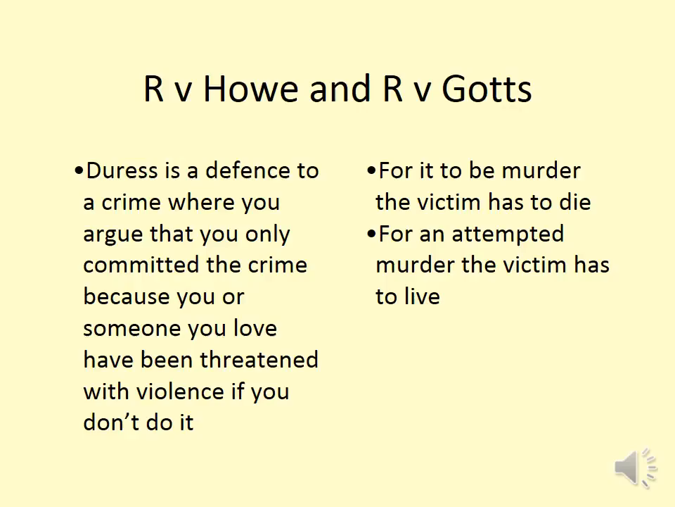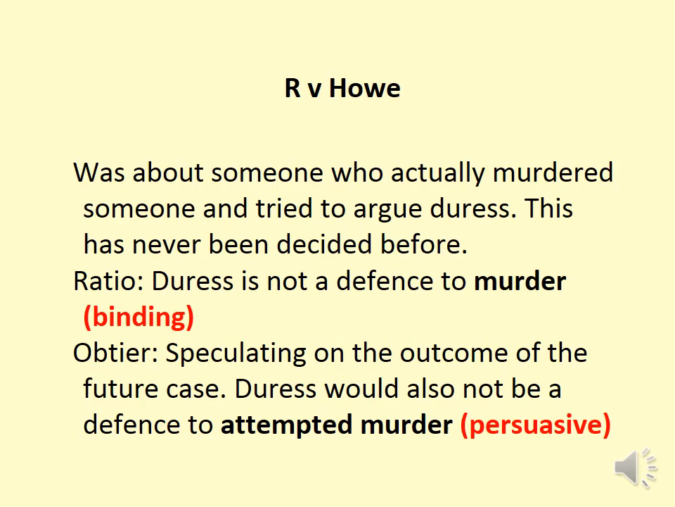The other thing that you need to know, and this might sound quite obvious, is that for it to be a murder, the victim actually has to die, and for attempted murder, the victim has to live. So keep those pieces of information in mind when we are looking at the following two cases. So first of all, the case of R and Howe.